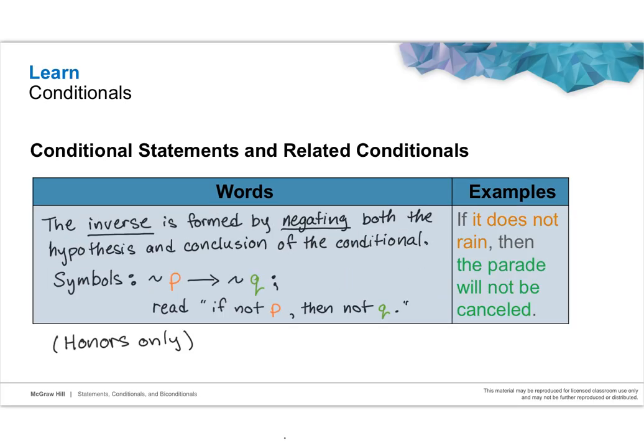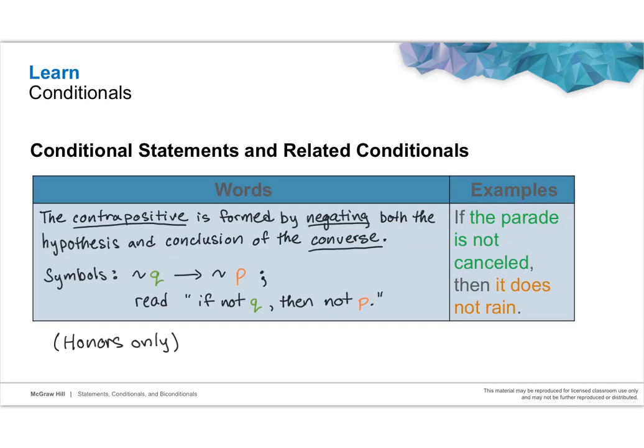And if you're an honors student, we're also going to be talking about two more related conditionals. The first one is the inverse, and that is formed by negating both the hypothesis and the conclusion. So remember, our negating symbol is this tilde. So we have tilde P, which is an arrow to tilde Q, and we read that if not P, then not Q. So we keep the rain and the parade in the same order, but we negate them. If it does not rain, then the parade will not be canceled.